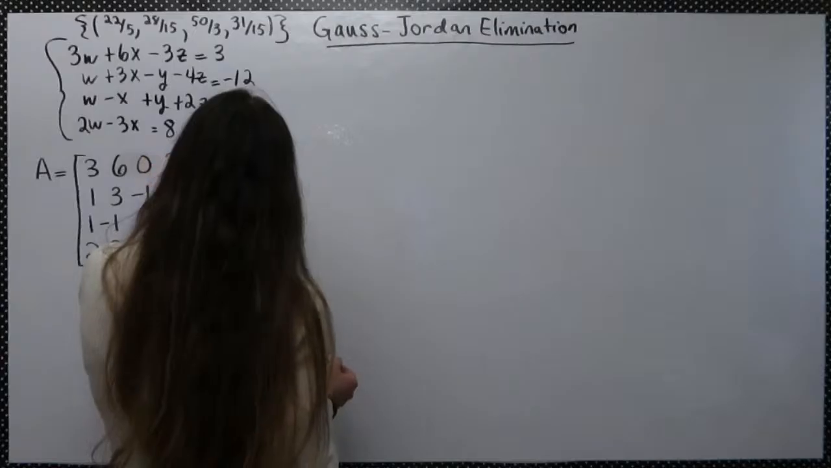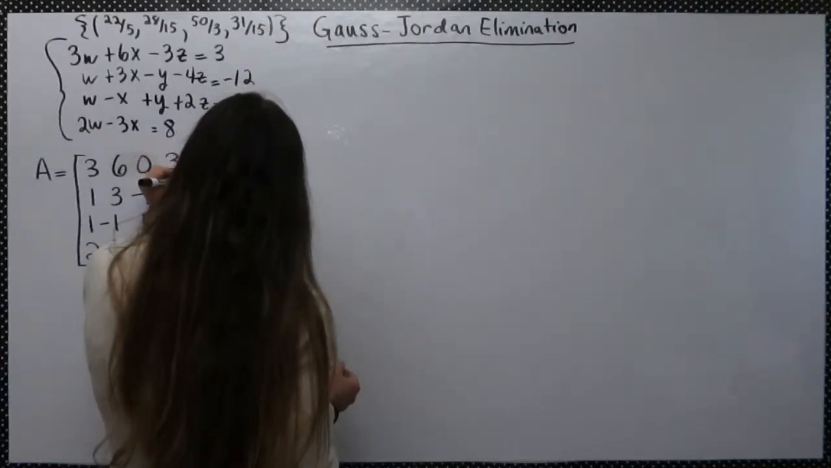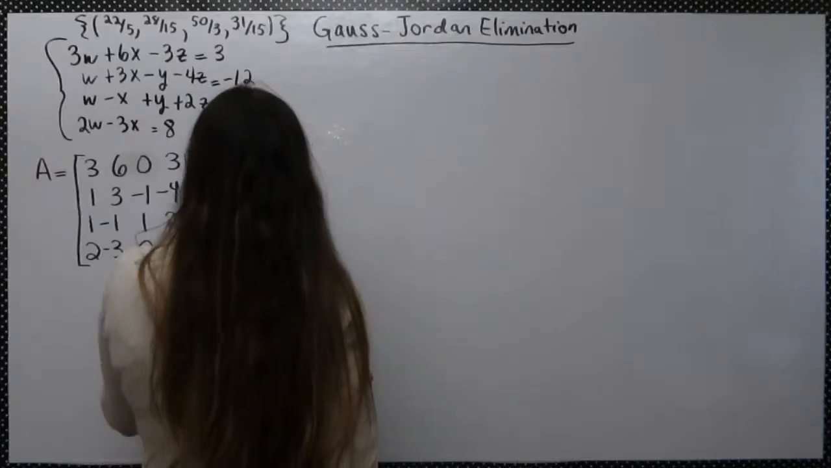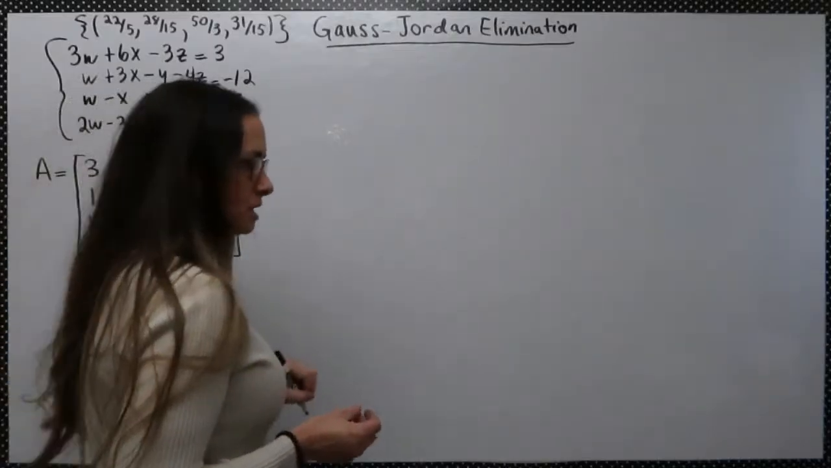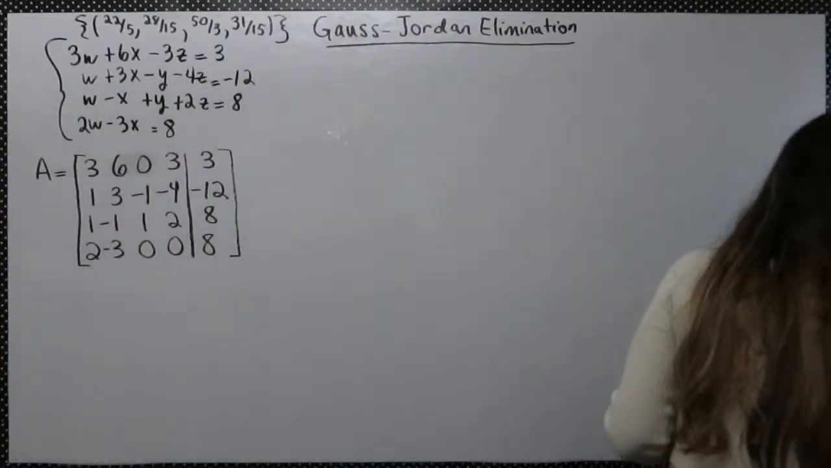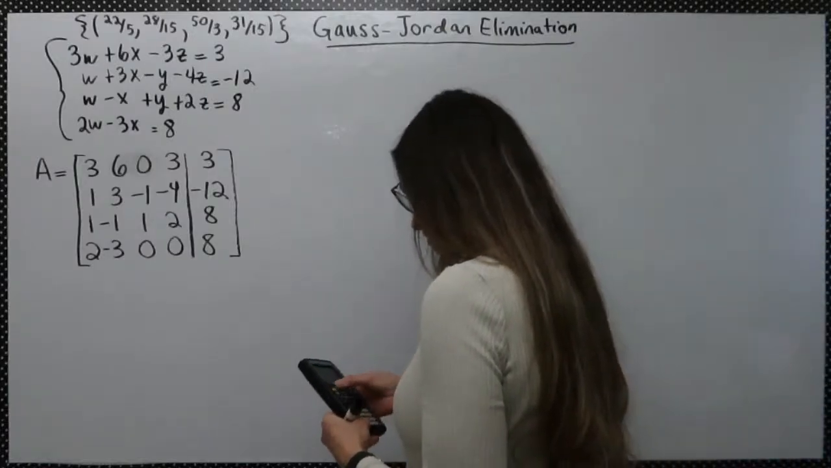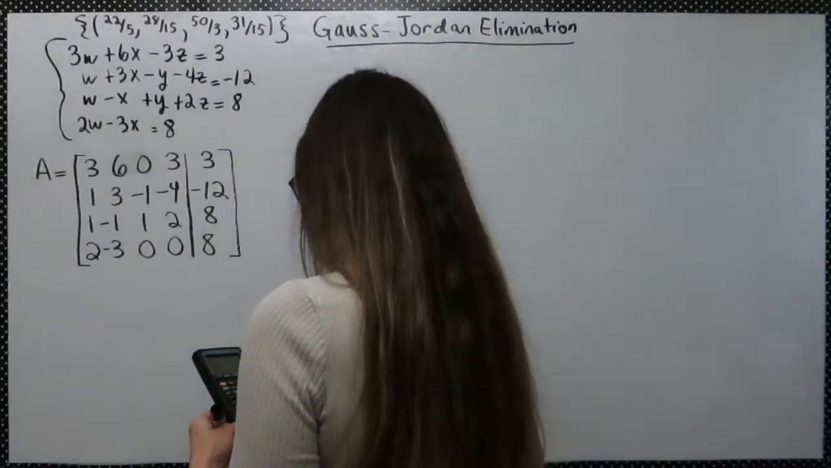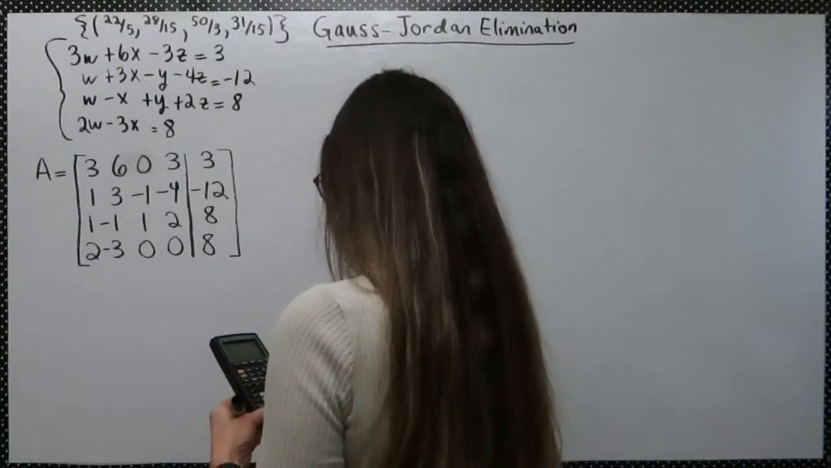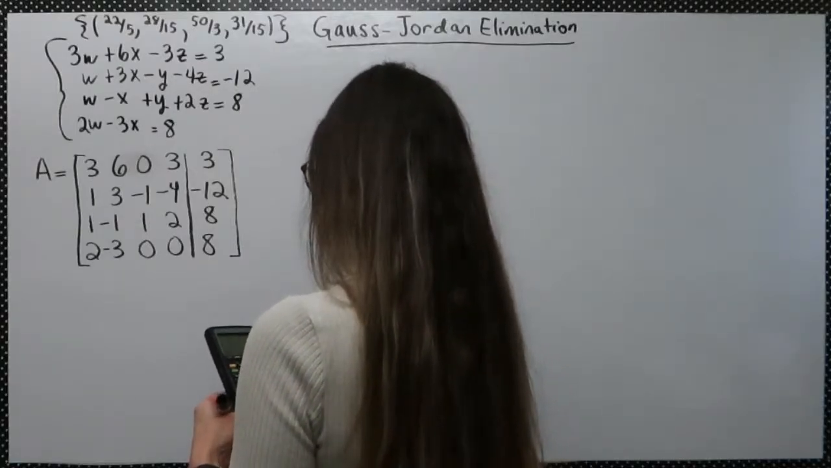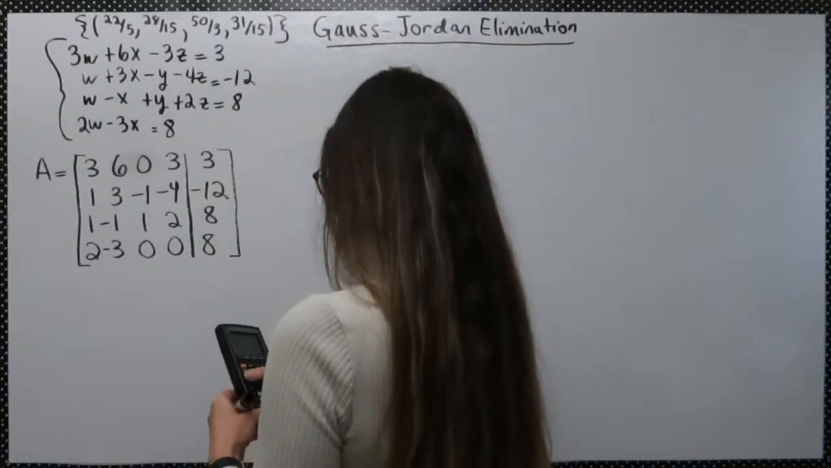Perfect. Draw the line here. This is just distinguishing between my coefficients and my constants. And then re-entering it into the calculator. What I want to do is get the solution. We're going to go ahead and call B inverse math 1.